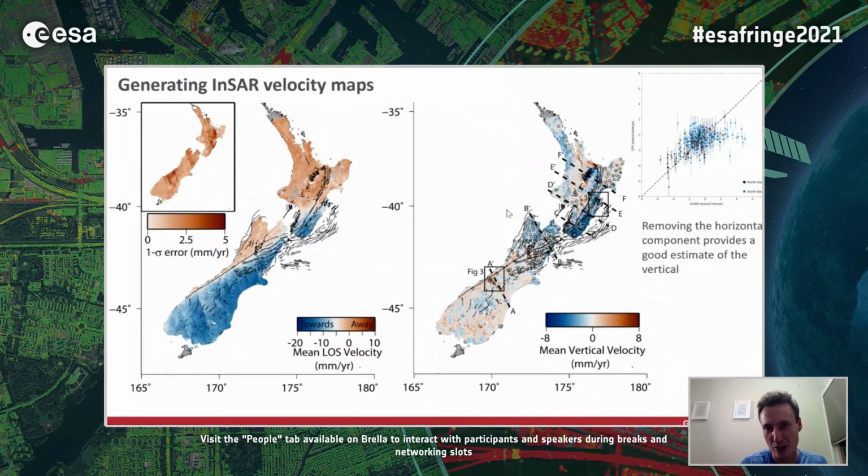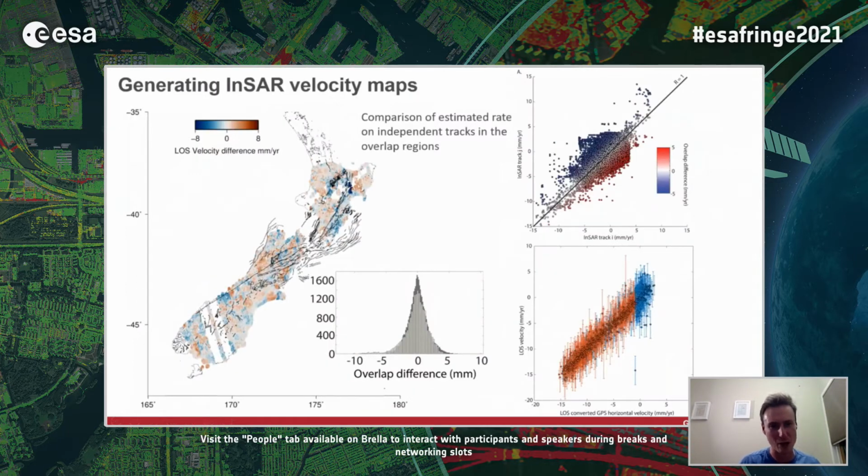The coloured dots are the continuous GPS sites that were operational in the same period as the InSAR, and we actually get a very good agreement in general between the vertical from the GPS and from the InSAR. But obviously the InSAR has the advantage that we're able to get more or less nationwide coverage. We do the same kind of tricks as other people have shown, where we look at the overlap regions to try and convince ourselves what we're seeing is at least somewhat real.